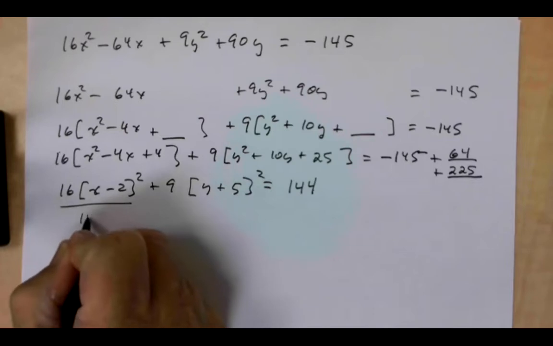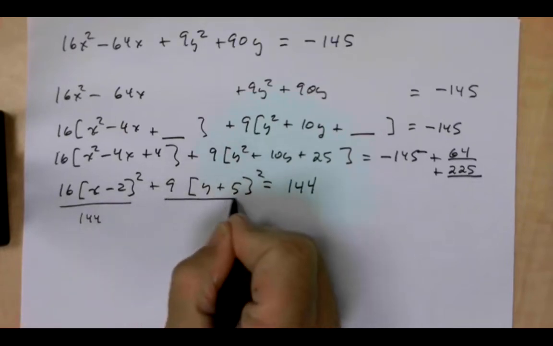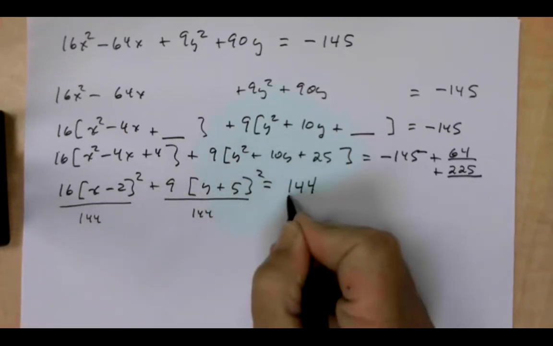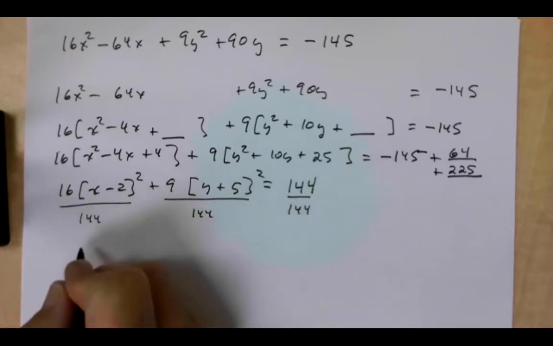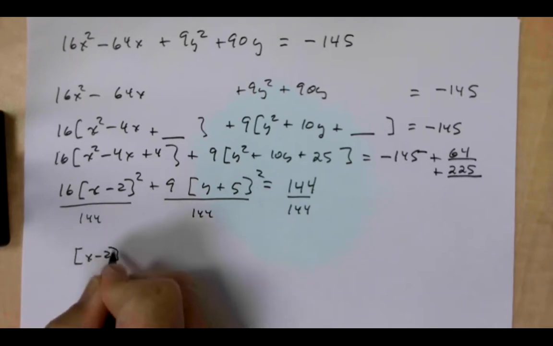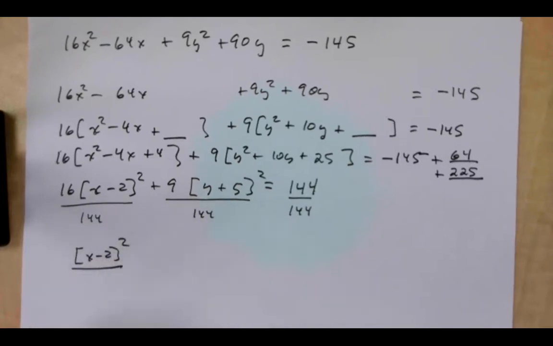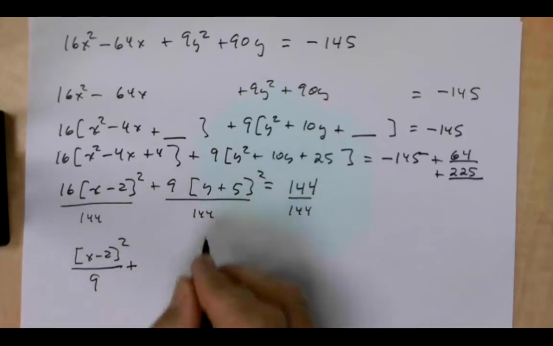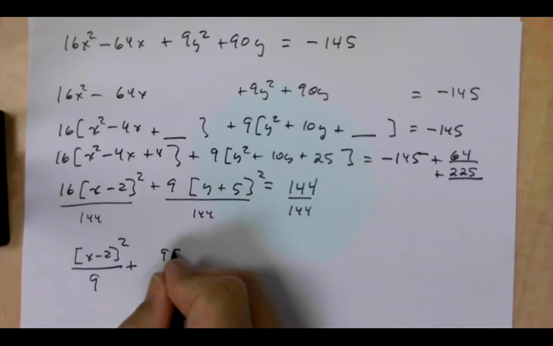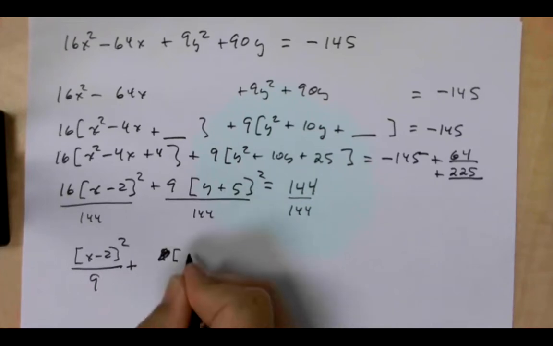Divide this first piece by 144. Divide this piece by 144. Divide this piece by 144. So upstairs we have x minus 2 squared. 16 divided by 144 is the same as 1/9. So there's a 9 downstairs. And 9 divided by 144 gives me a 16 downstairs.